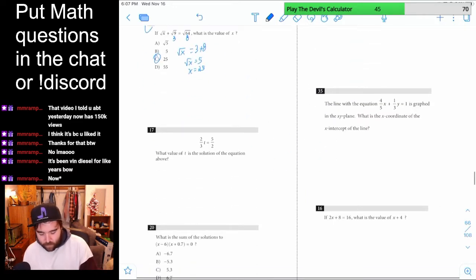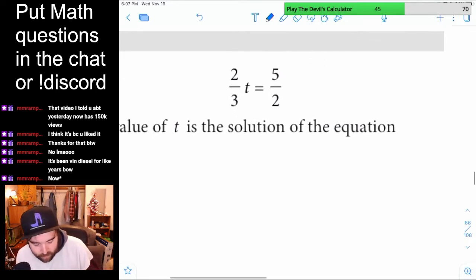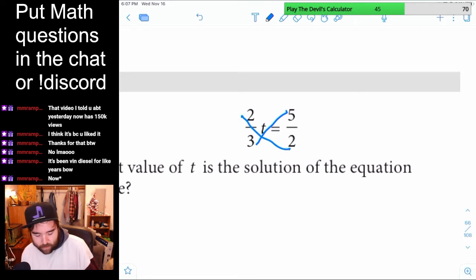Beautiful. Next, what value of t? So solve for t. And so we got fractions. When we got fractions, I'm always thinking cross multiply. But in reality here, this is something Mr. Wong taught me. You don't need to multiply by the 2, because then you're just going to divide by the 2. That's just a waste of time. It's not that much of a waste of time, but it is a little bit.